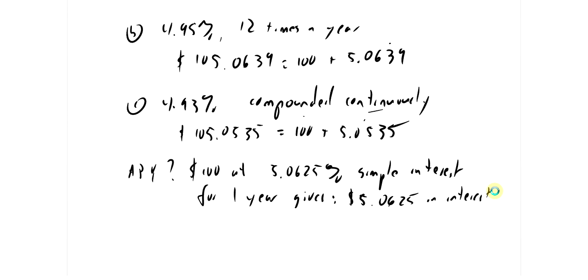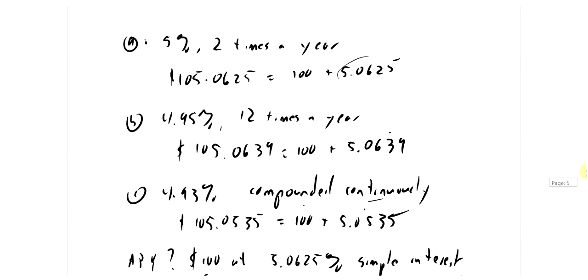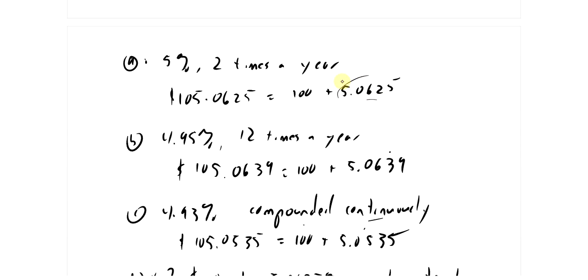So, what is a way to interpret these results? This is how much you get from investing $100. And so it's the effective interest rate if it was just simple interest. So this account, 5% 2 times a year, is equivalent to getting 5.0625 once a year. 4.95% 12 times a year, that's equivalent to getting 5.0639% once a year. 4.93% compounded continuously, that's the same as getting 5.0535 once a year.